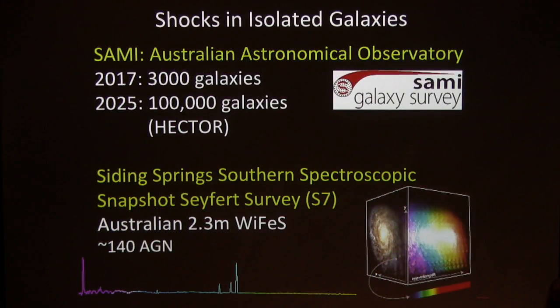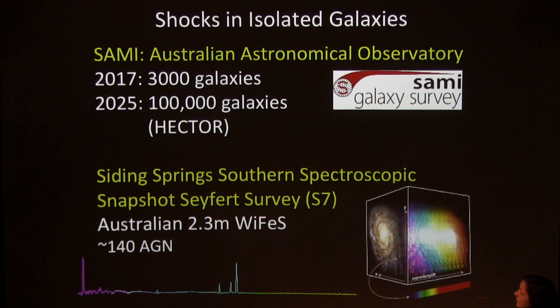We can also measure shocks in isolated galaxies, and so these are done with the SAMI survey. SAMI is a southern version of MaNGA, but we were first, and we're measuring 3,000 galaxies with integral field data by 2017, and then in 2025 we aim to have 100,000 galaxies. We've just been given a grant to begin the building of our Hector spectrograph, which is going to be a robotic piezoelectric positioner for our fibre bundles to measure this sort of number of integral field data cubes.